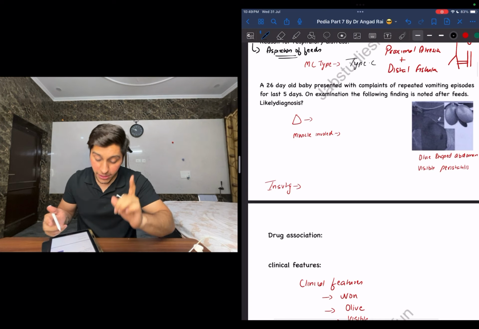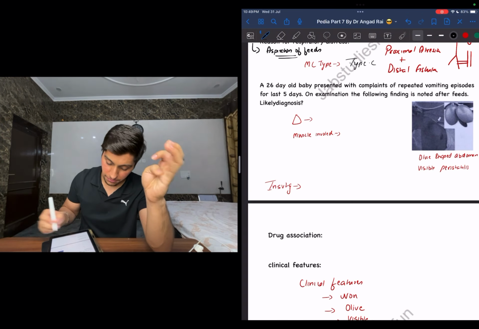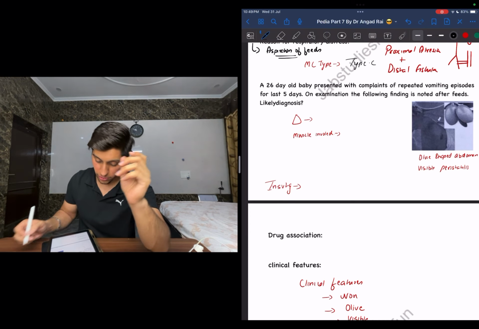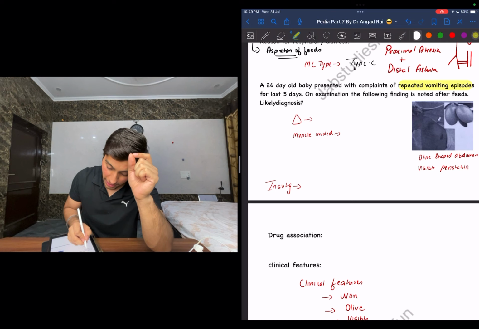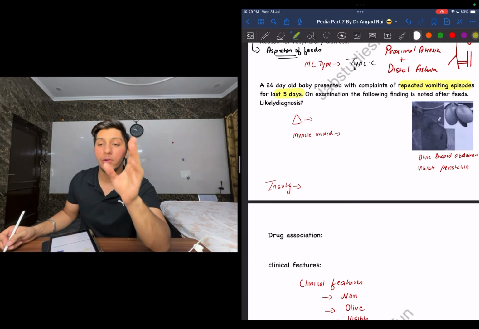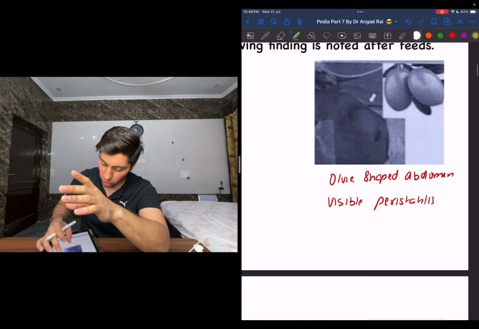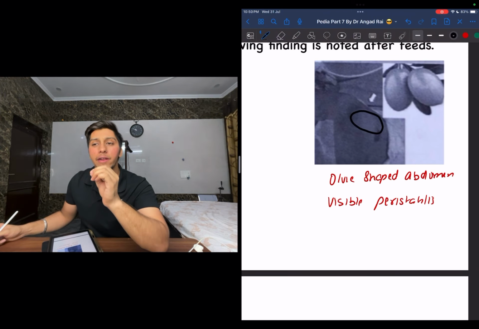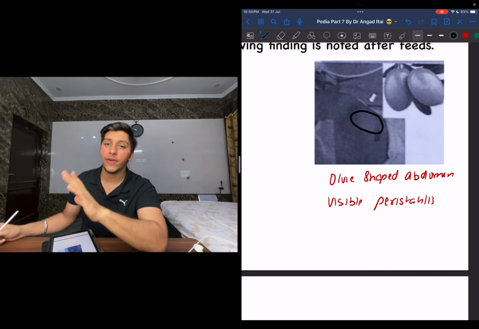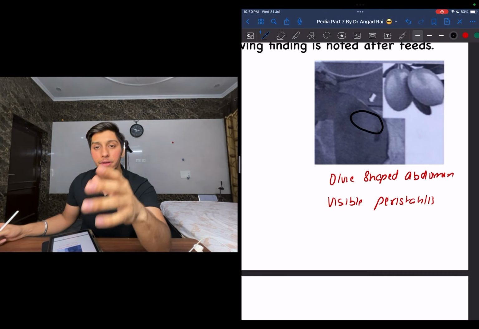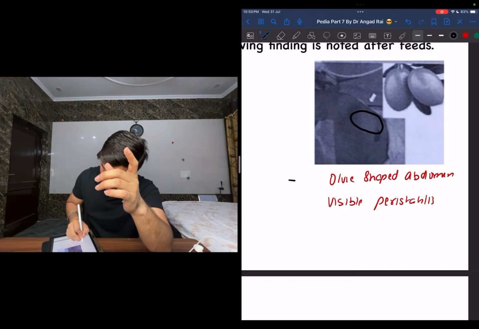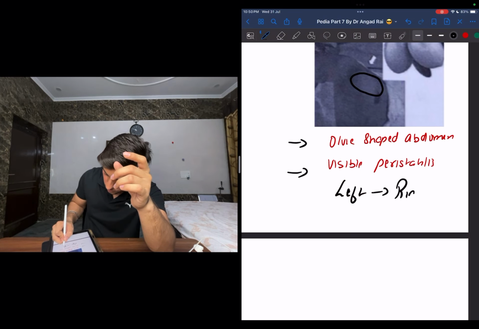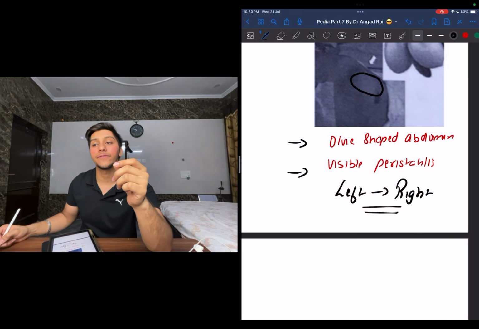Next, guys, a 26-year-old, that time it was immediately after birth, but right now it's a 26-day-old baby presented with complaints of repeated vomiting episodes from the last 5 days. On examination, the following findings were noted. When you saw the abdomen, guys, the abdomen had an olive-like mass, and usually you will not find peristalsis, the movement which is there in the abdomen. You will not see peristalsis, but you found there is visible peristalsis, that also from the left to the right side.